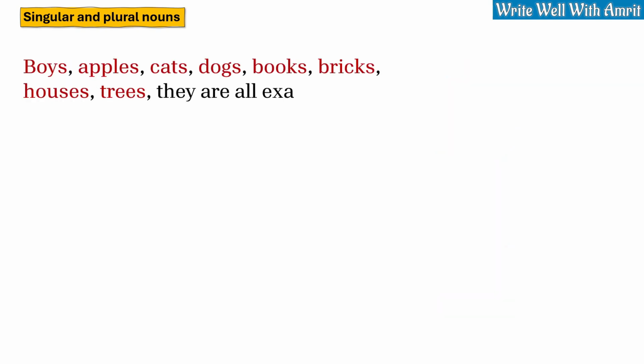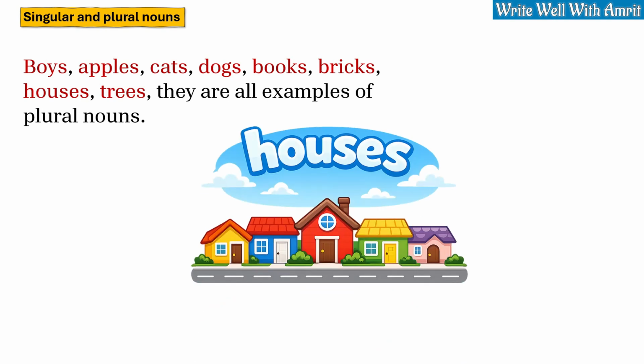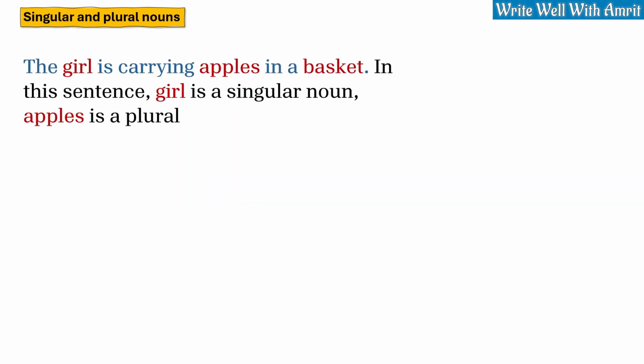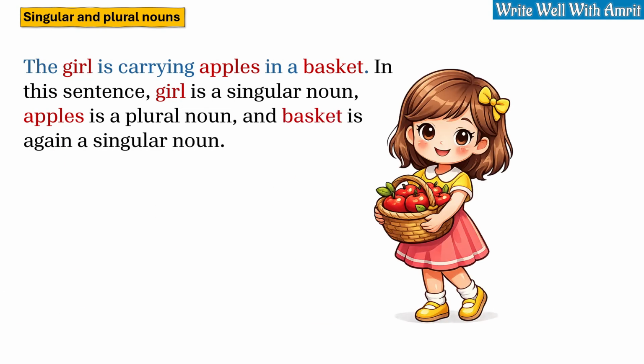Boys, apples, cats, dogs, books, bricks, houses, trees, they are all examples of plural nouns. The girl is carrying apples in a basket. In this sentence, girl is a singular noun, apples is a plural noun, and basket is again a singular noun.